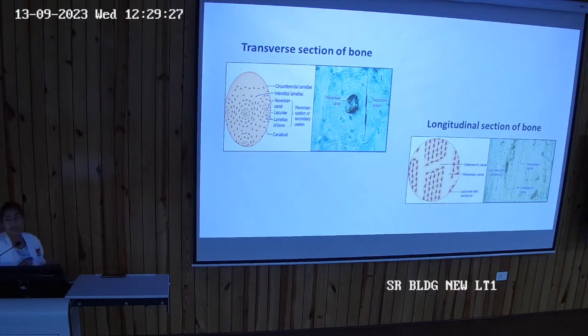What does a Haversian canal contain? It contains nerve and vessel. Now these Haversian canals are joined or communicate with the help of Volkmann's canals, which cannot be seen on the transverse section. They can be seen on the longitudinal section. In the longitudinal section, we can see the Haversian canals, which are connected by the oblique canals, called Volkmann's canals.